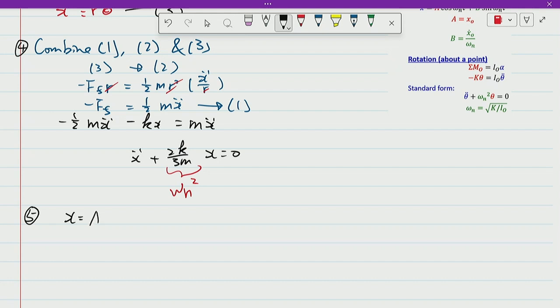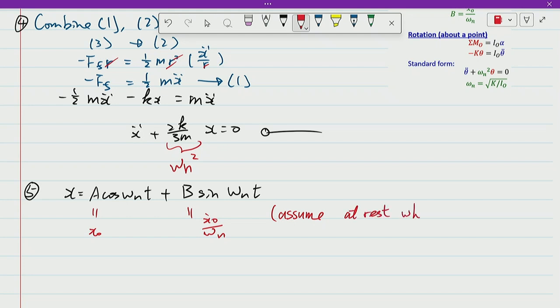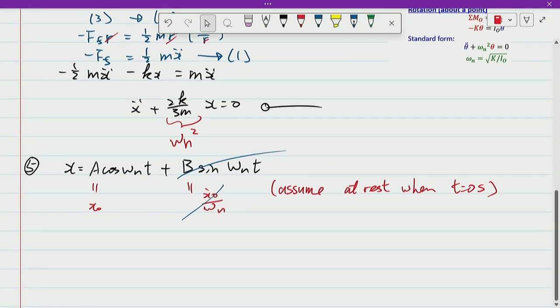So the goal is to find a maximum displacement. So this standard form equation is nice, but it doesn't tell us anything, at least about that. So we need to basically translate it into our displacement equation. Now, A is equal to x naught, B is equal to initial velocity divided by omega n. We are going to assume that the system is released at rest. If it's released at rest, 0 initial velocity, then the second term cancels out. Our displacement equation thus becomes x is equal to x naught cosine omega n t.